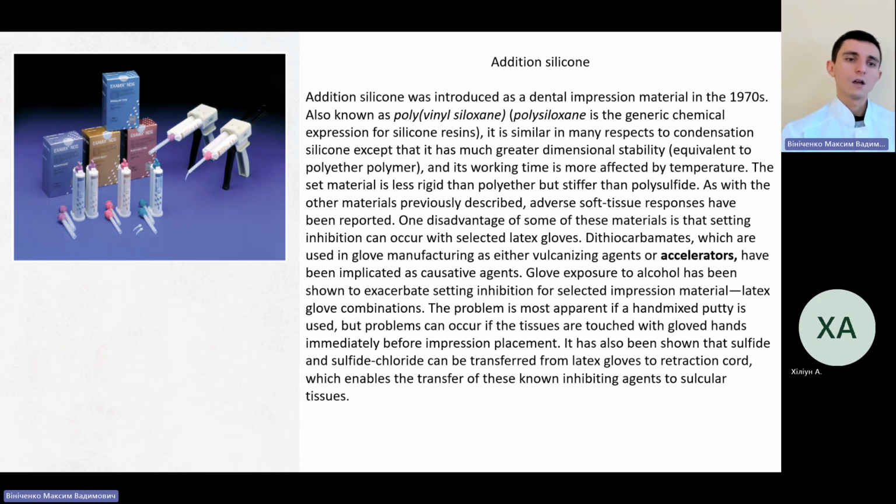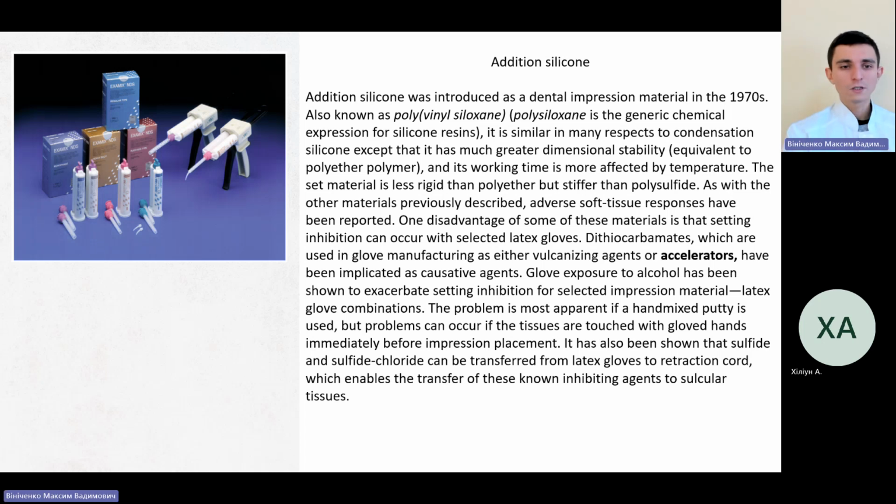What about addition silicone? Addition silicone was introduced as a dental impression material in the 1970s, also known as polyvinylsiloxane. Polysiloxane is the generic chemical expression for silicone resins. It is similar in many respects to condensation silicone, except that it has much greater dimensional stability, equivalent to polyether, and its working time is more affected by temperature. The set material is less rigid than polyether but stiffer than polysulfide.